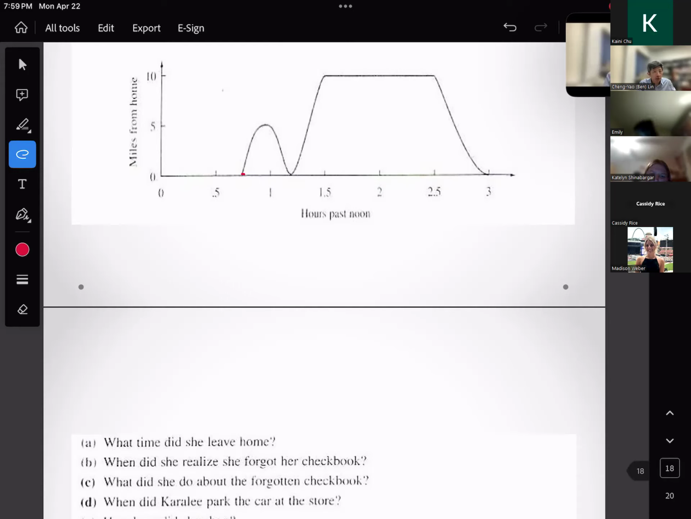She forgot and then she had to return to get it, right? When did she realize she forgot her checkbook? Like 1:15. 1:15. No, I would think so. I would say 1. Okay.